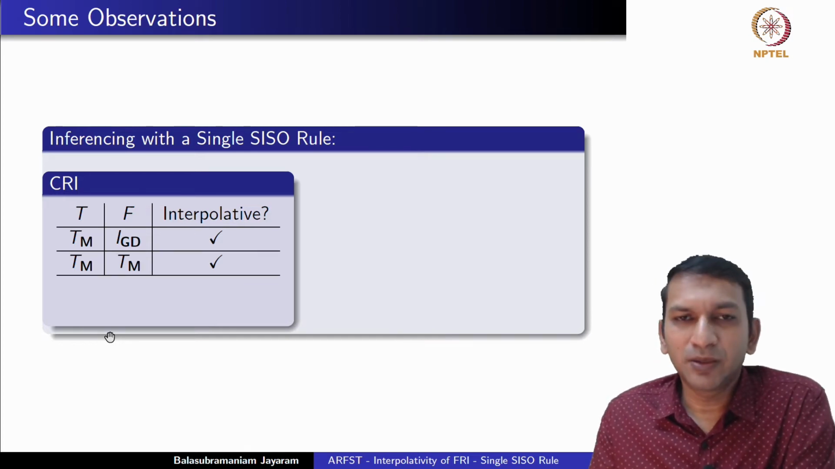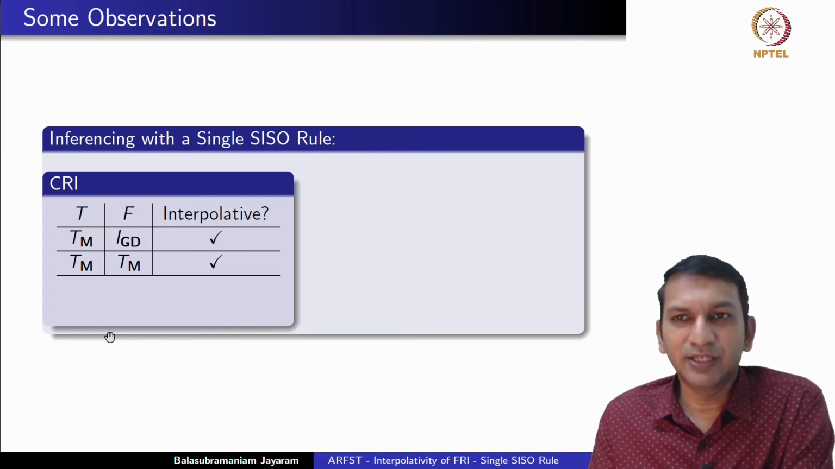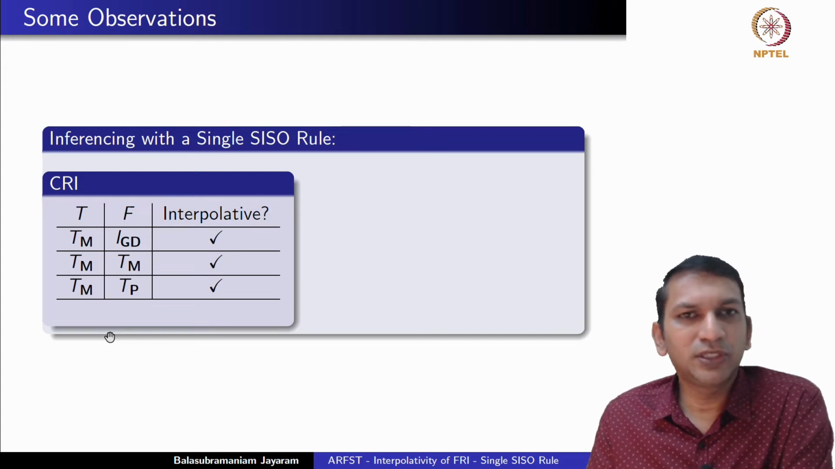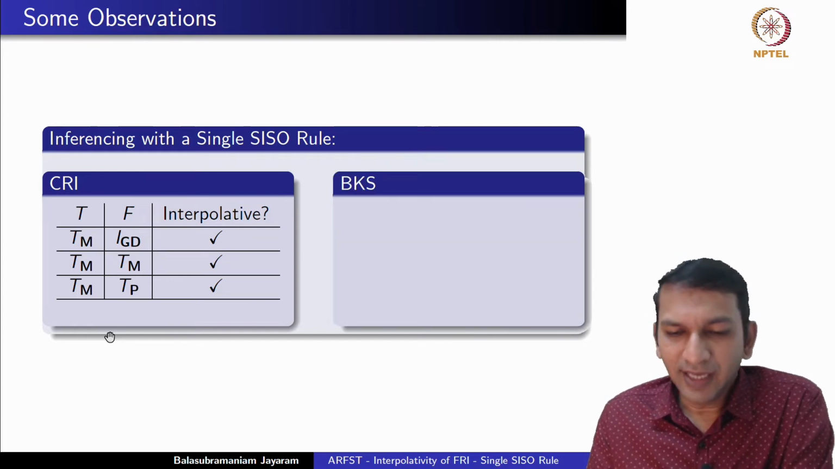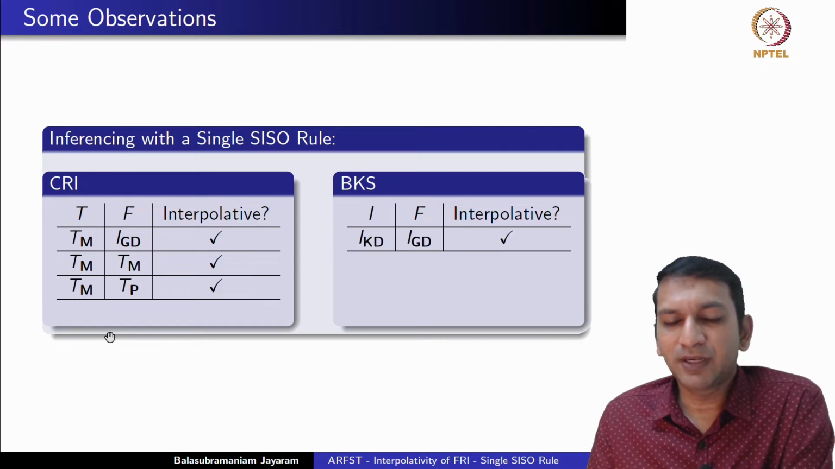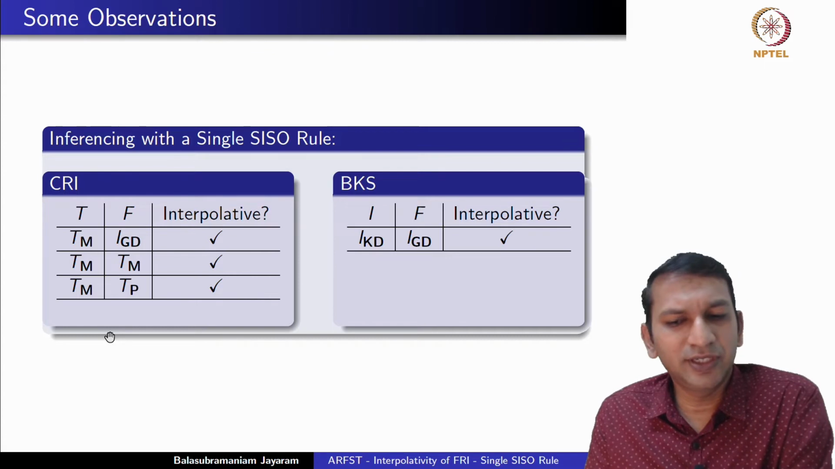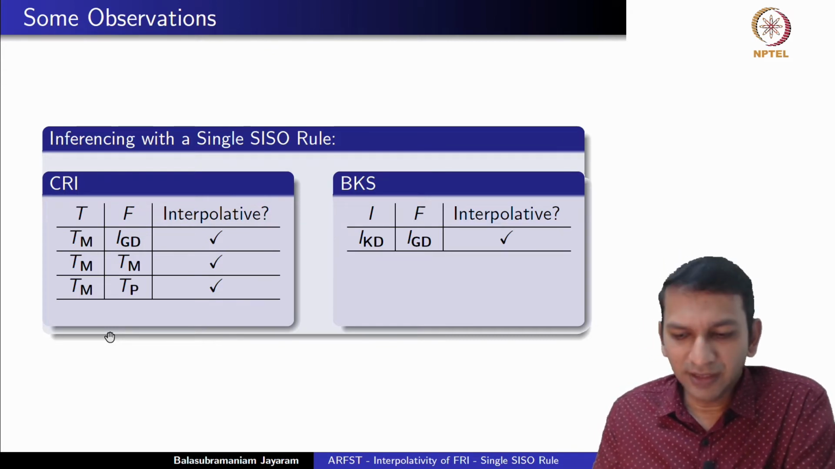Similarly, if we consider both of them to be the minimum T-norm, then it is interpolative. Or if we consider the min T-norm for the composition and the product T-norm for capturing the relation in the rule, we saw that it is again interpolative. In the case of BKS, we have seen that if I were interpreted as Kleene-Dienes and f were interpreted as the Gödel implication, it is interpolative, at least for the fuzzy sets A and B that we considered.